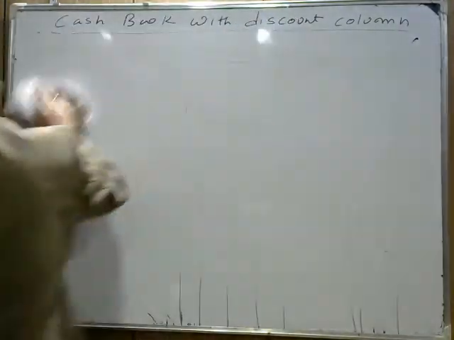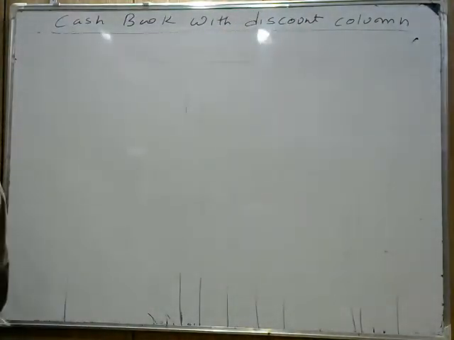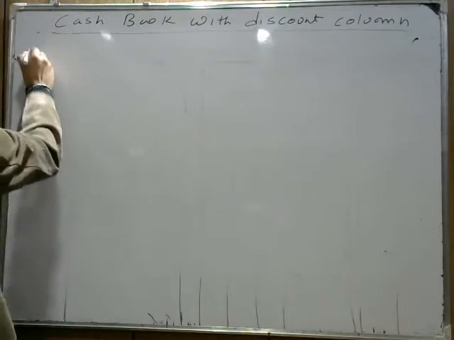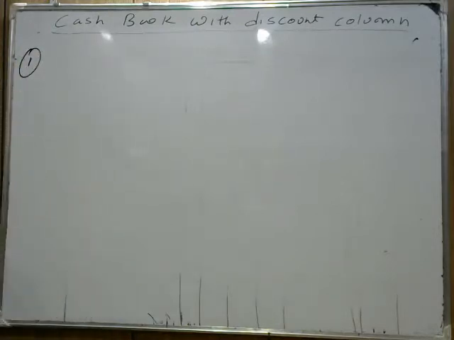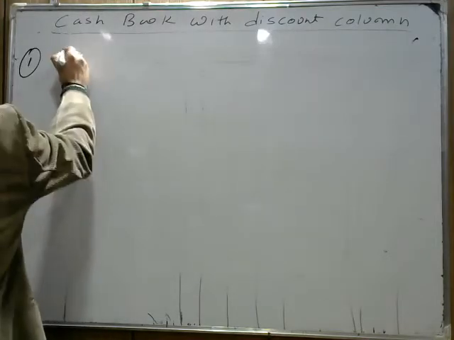So feature number 1. There are some important characteristics here. Now please note this down. This one is important. You need to remember it. It's always applicable with the triple column cash book also, or the cash book with bank and discount column. The first feature is the discount column on the debit side.